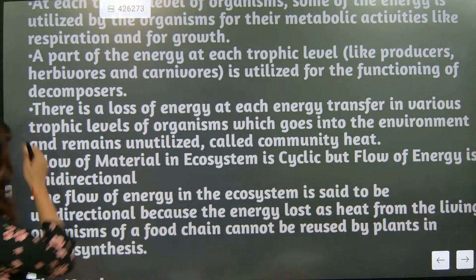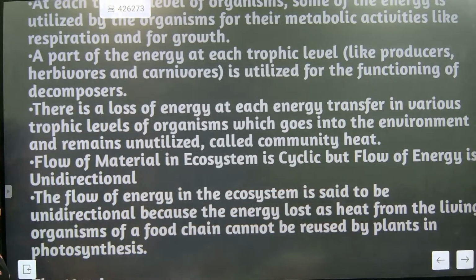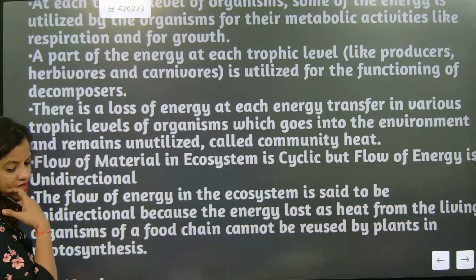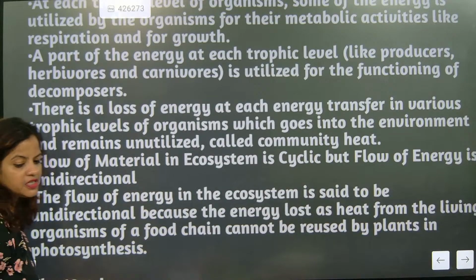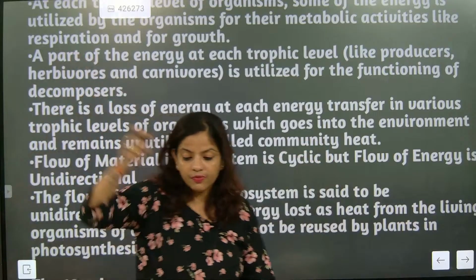Understood? So this is what, beta. The flow of material in an ecosystem is cyclic, but the flow of energy is unidirectional. I have drawn it and explained it. Yes, beta: 1%, 10%, 10%, 10%. Here it will only go in one direction. It will not be circulating.